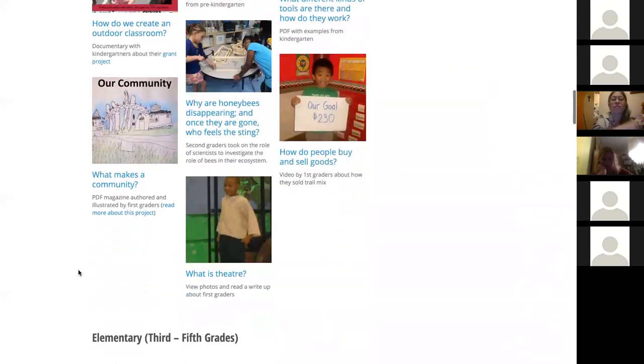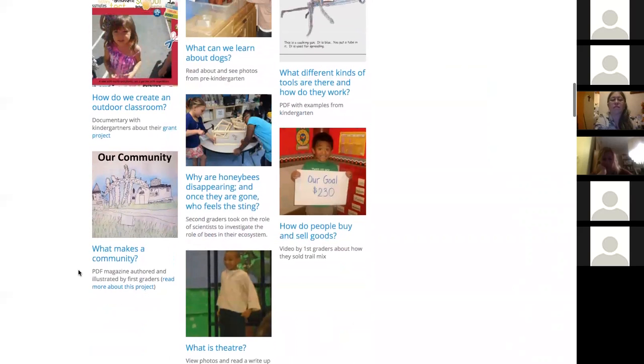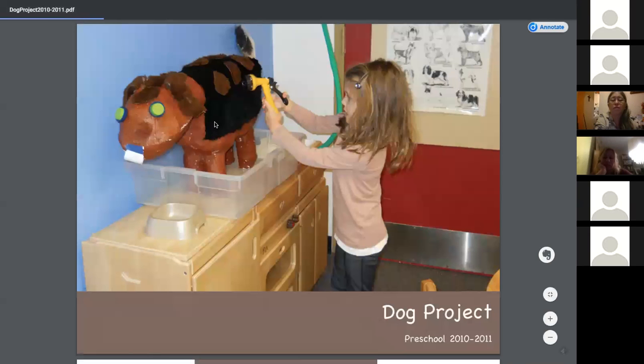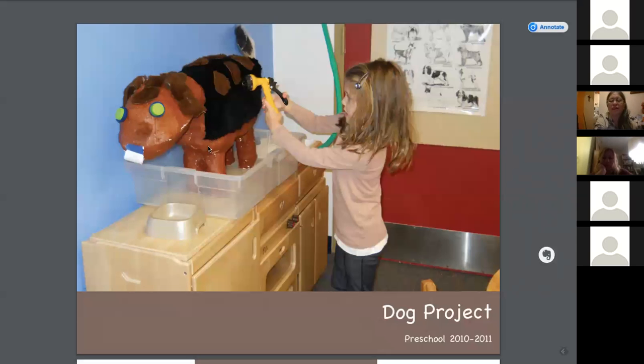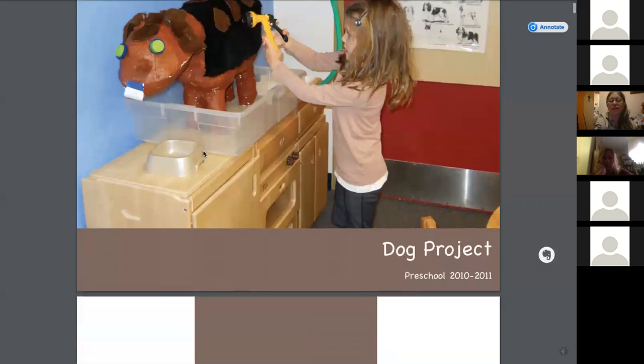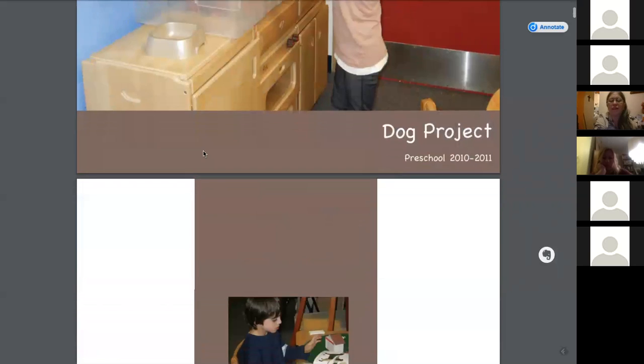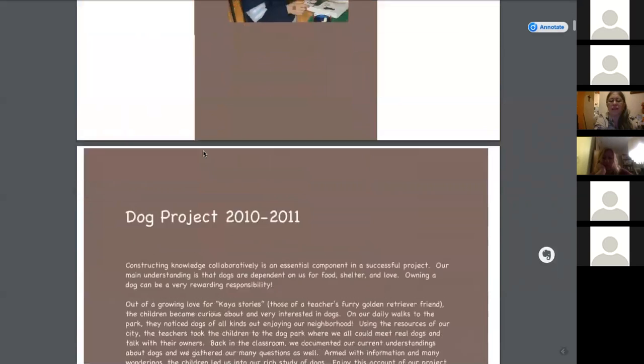I'm going to pick, let's see what one with little people looks like. What can we learn about dogs? These examples are really important to see, because teachers are always like, well, you can tell me all this, but what does it look like in practice? I need to know how it will fit in my classroom. And so I think these two websites in particular will give you some inspiration and show you what it looks like. So it looks like he's documented these in Google Slides and put pictures in here.